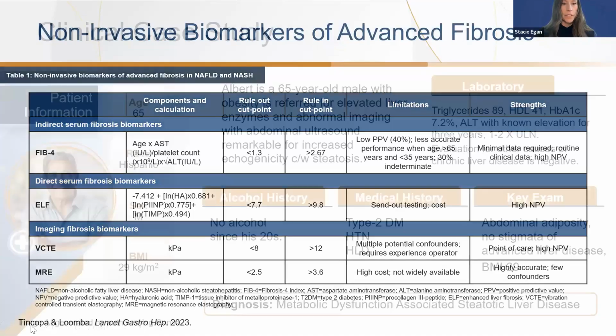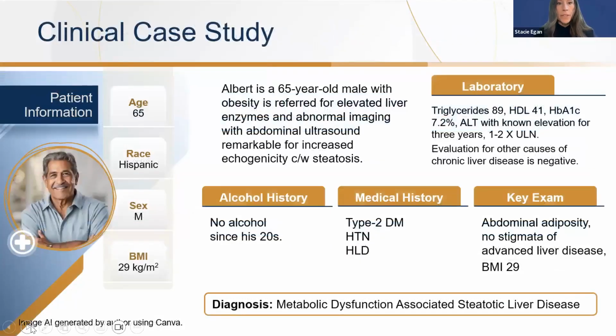So we're going to go back to Albert, who is our 65-year-old male that we talked about before, elevated liver enzymes with that abnormal liver imaging, and he does have metabolic syndrome. So we do believe that he has metabolic dysfunction associated steatotic liver disease.